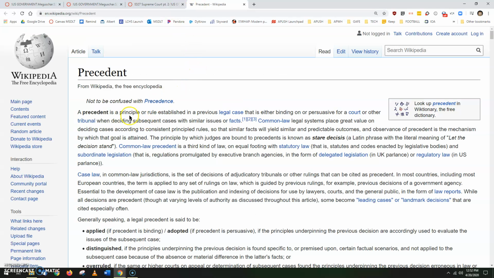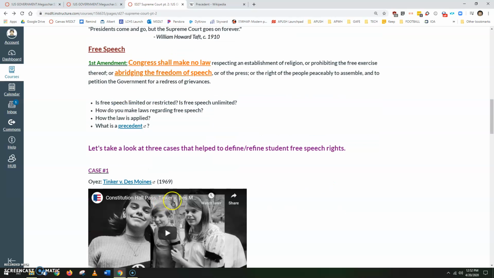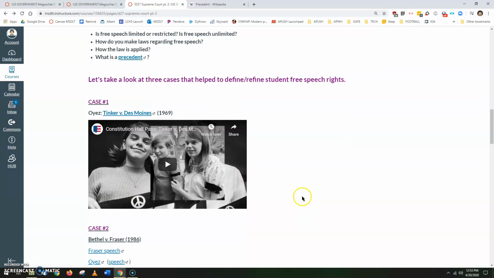A precedent is a principle or rule established in a previous legal case that is binding or persuasive for a court. In other words, a precedent is when a court decides something previously and the next court ultimately will follow along with what the previous court says. They are following precedent, what's been established before. Okay? So with this in mind, we had 3 cases here.